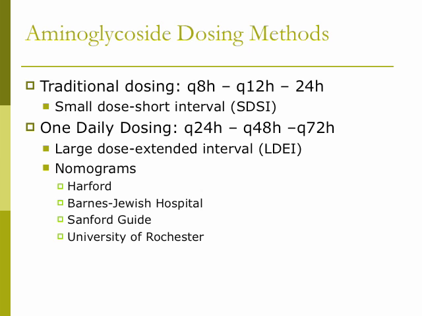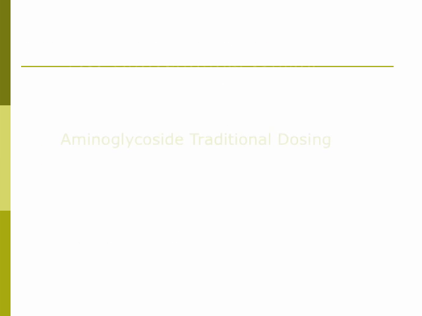Hartford, which was the original nomogram published out of Connecticut, used a lot of this in the 90s. So there's a lot of literature from the Hartford Nomogram. Barnes-Jewish have published a kind of a modified nomogram. The Sanford guide offers some recommendations as to how to dose, and then the University of Rochester also has kind of a modified Hartford Nomogram as well. And depending on what institution you're at, they may use any of those versions. So let's kind of go into depth about traditional dosing.